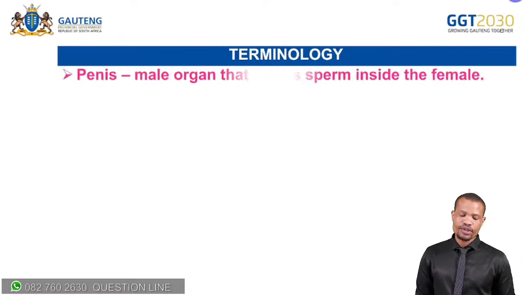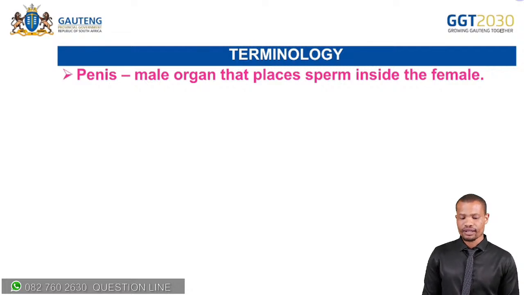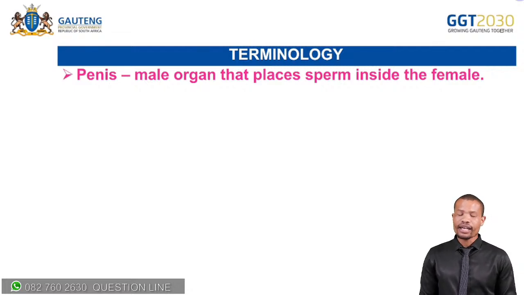So the first term we are going to define is the penis. What is a penis? A penis is a male organ that places sperm inside the female. But that is not the only function of the penis. It is also an organ used for urinating, getting rid of waste fluids from the body.